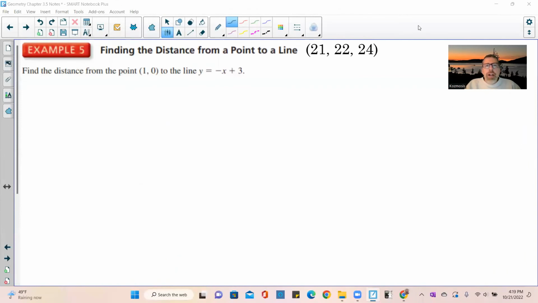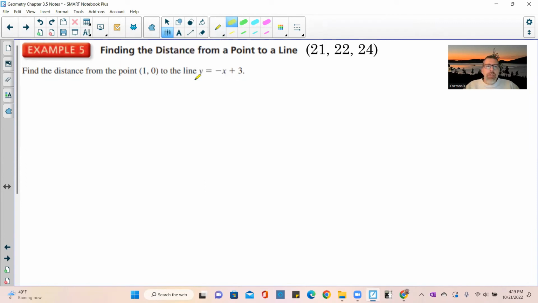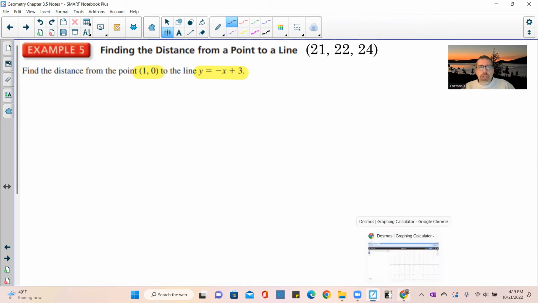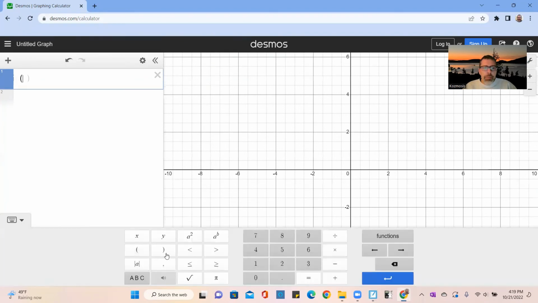Okay, example 5 is finding the distance from a point to a line. It says to find the distance from the point 1, 0 and the line y equals negative x plus 3. I'm going to use Desmos for this. So if I go to Desmos, 1, 0 and negative x plus 3. So I'm going to plot this point 1, 0. Okay, so there's the point 1, 0.